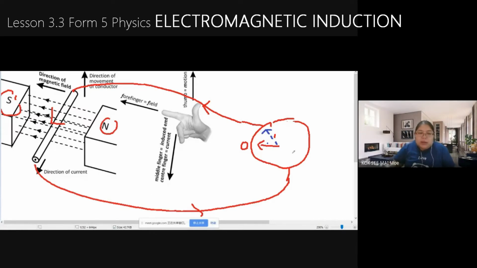Understand? Now if I reverse the situation and move the conductor down, what happens? Point again: move your conductor down, your thumb now turns downwards, and the second finger is far away from you. Far away from you means the arrow points away from you. Now the current goes like this, until here, and goes back. So the deflection goes to this side. Anybody want to ask about the question? No, teacher. Okay, I will just see if there is any other diagram.